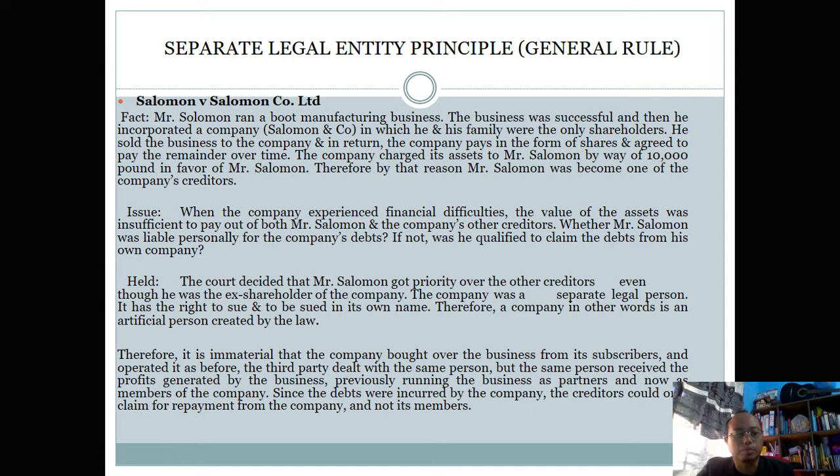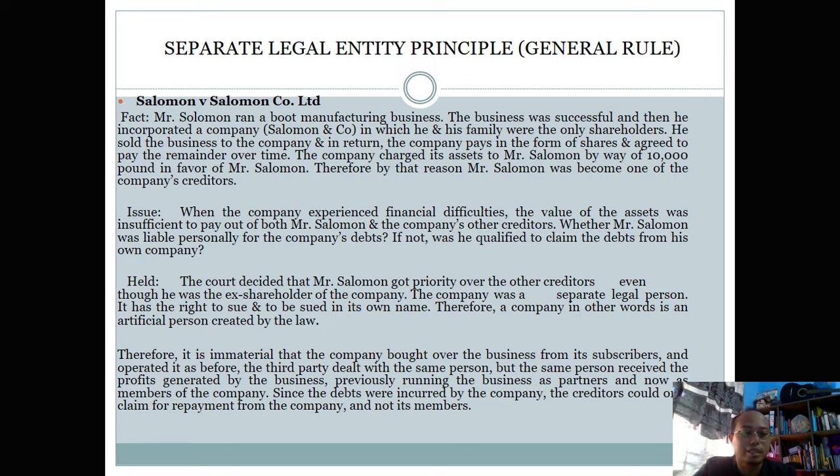Therefore, for the purpose of incorporation, he sold the business to the company. From the very beginning, he was the owner of the business. Then he decided to incorporate the company, and therefore he sold the business to the company after the company's incorporation.